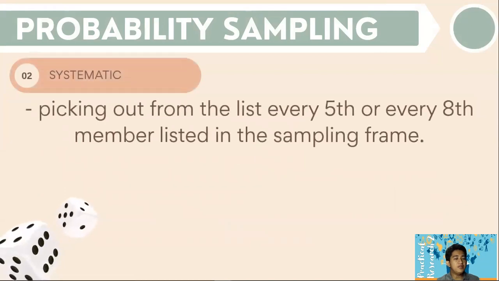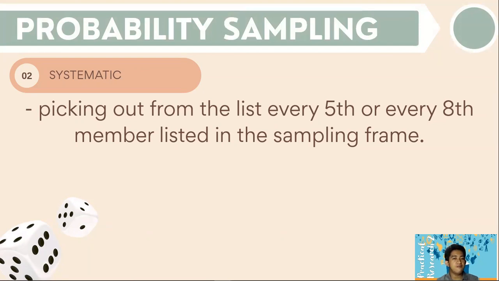The next probability sampling is the systematic sampling. This is where you pick out from the list every fifth or eighth member listed in the sampling frame. Or you may choose from any number. For example, every 10th or every 15th. Then you need to replenish or release all the students from your sampling frame.